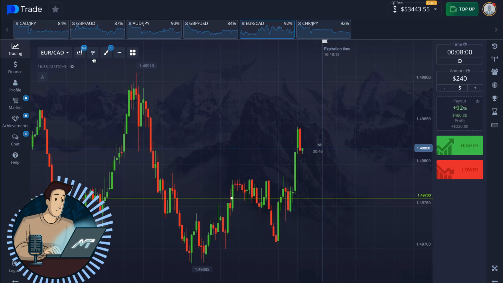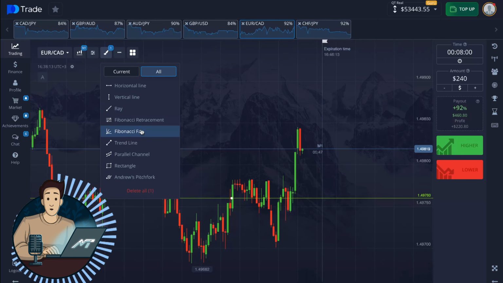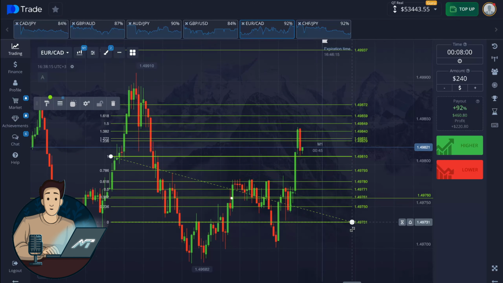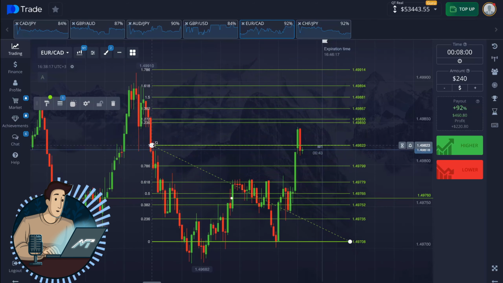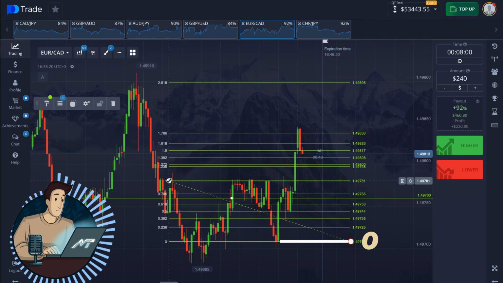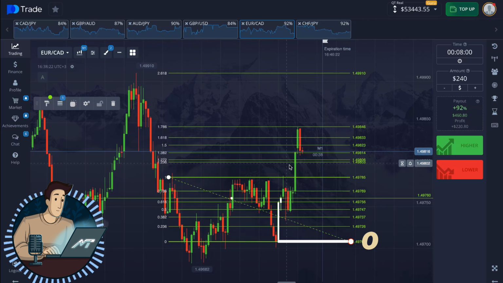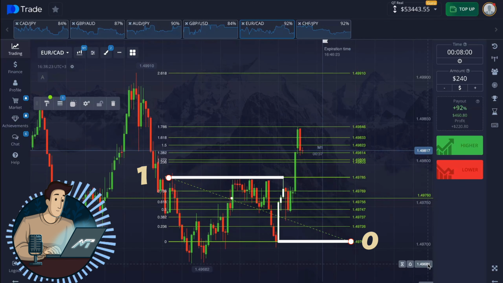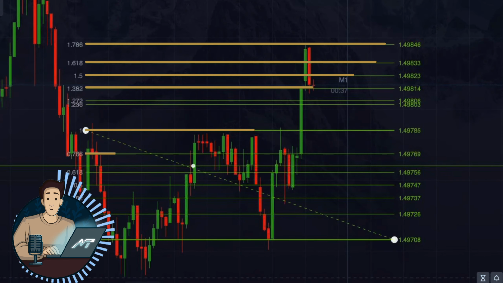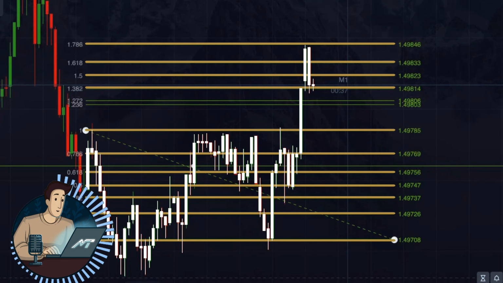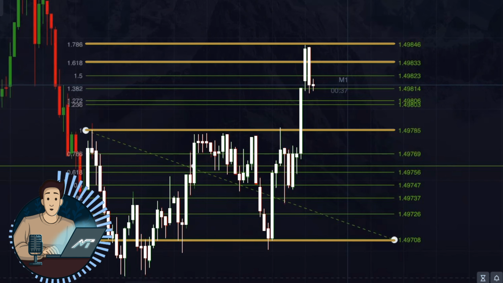Let's hop into our platform's graphical tools and open the Fibonacci levels. How do we correctly draw these levels? Place the value 0 at the beginning of the first impulse and the value 1 at the end of the first impulse. We also take the wicks into account. Now we see levels that can act as support and resistance, meaning the price might stall or reverse at these points. But for this strategy, we're not interested in the other levels.